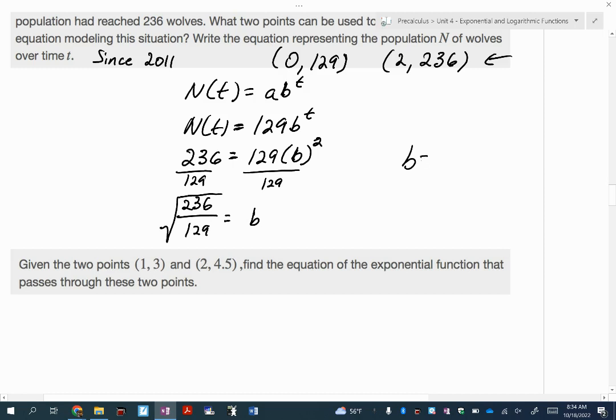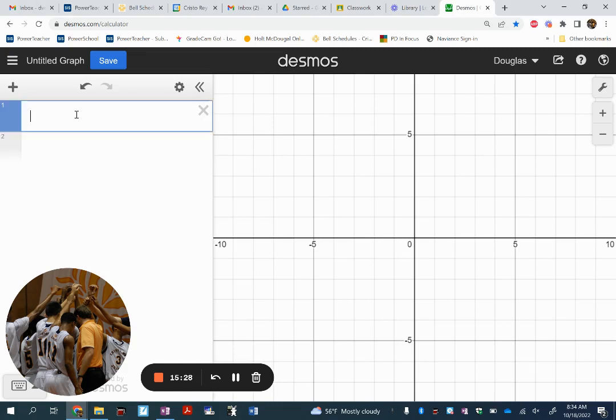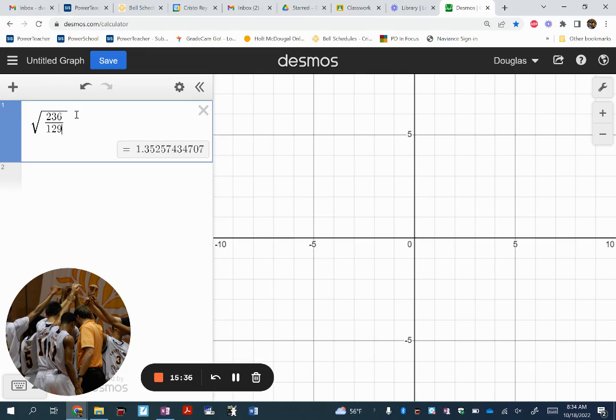So my b is going to be, and I'll go ahead and round once we get it in the calculator, the square root of 236 over 129. So my b is approximately 1.353.